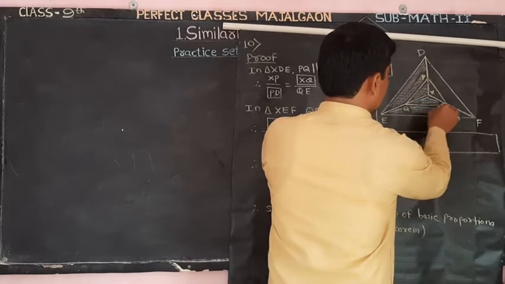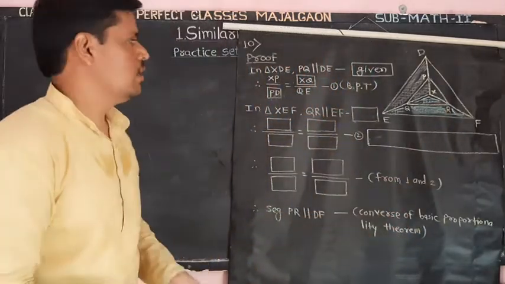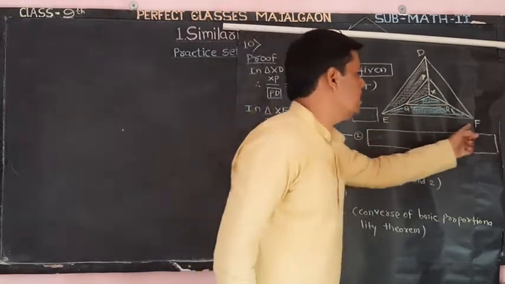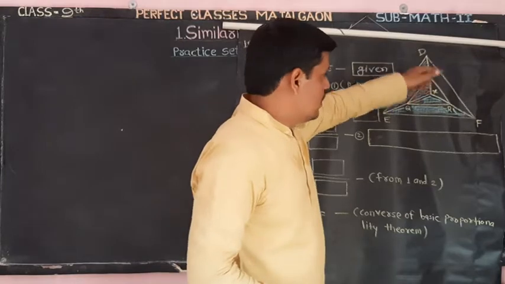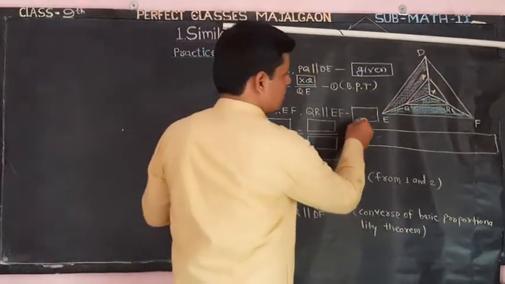This is the triangle XEF. In this triangle, QR is parallel to EF. These two are parallel to each other. Then the remaining sides are in the same proportion. How to write? Here the reason is that it is given.